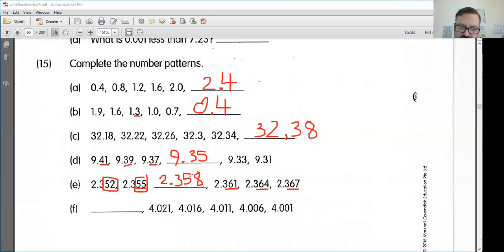And does that work out? 2.358 plus 3 thousandths, or 0.003, should be 2.361.